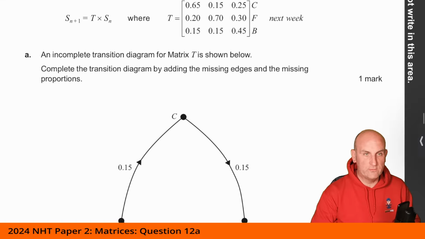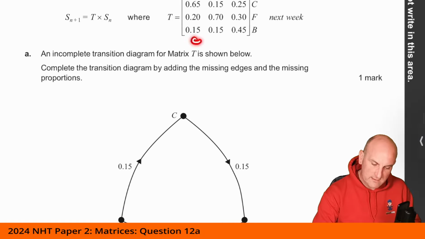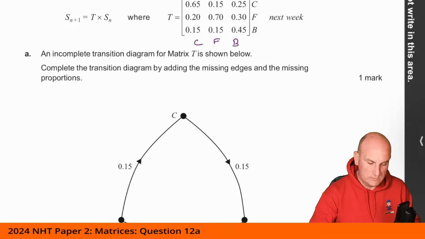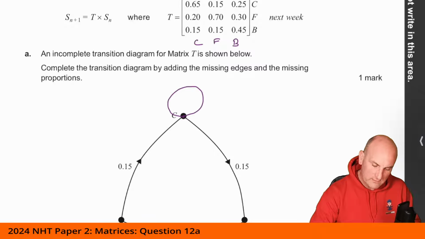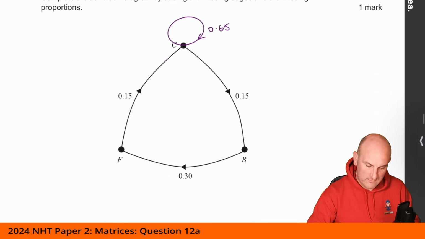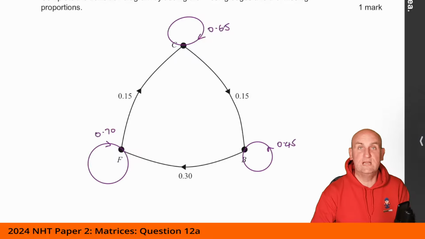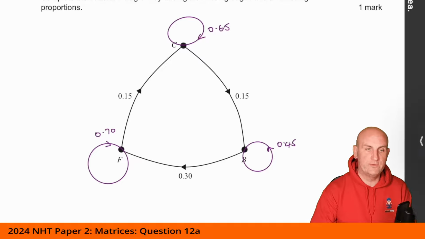Now, trying to keep this all on is going to be really difficult, but C, F, B. So I'm writing under here C, F and B. Right, so C to C is 0.65. So the first thing I'm going to do is draw a circle on there, and I'm going to put 0.65. F to F is 0.7. And B to B, again reading from my diagram, gave me 0.45. It is critically important for transition diagrams that you put on the arrows.